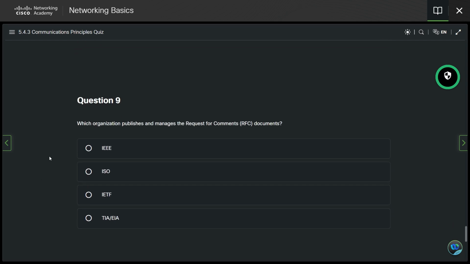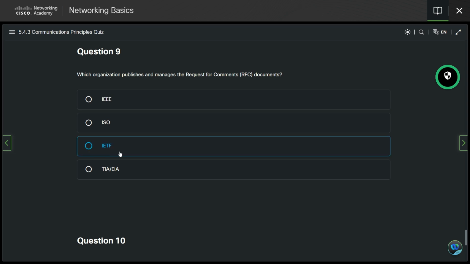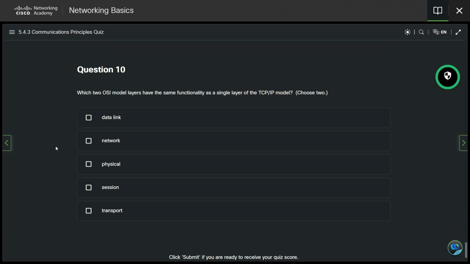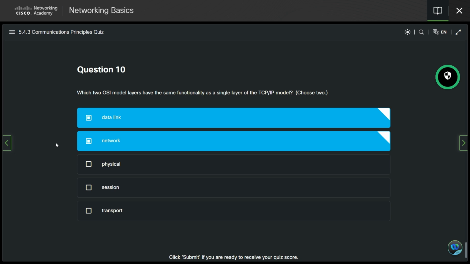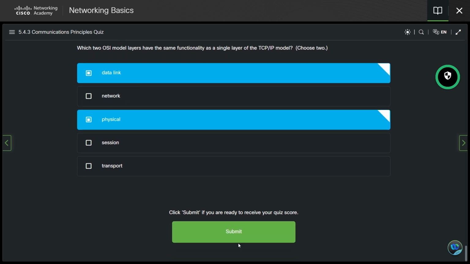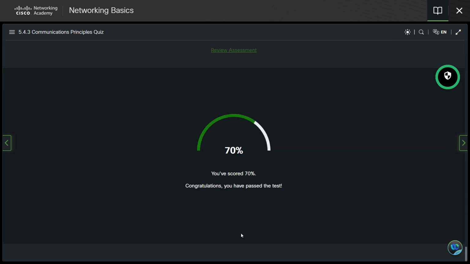Question 9. Which organization publishes and manages the Requests for Comments? IETF. Question 10. Which two OSI model layers have the same functions as a single layer? Data link and network. No. Is physical. Submit. 17. Congratulations, you have passed the test.